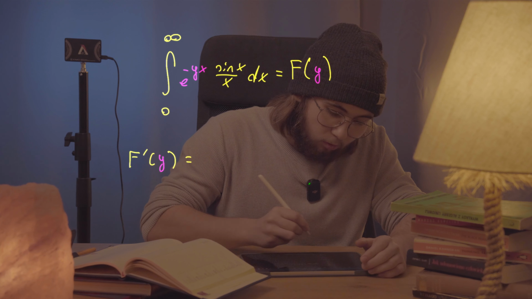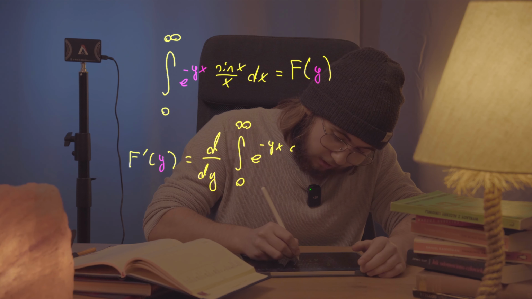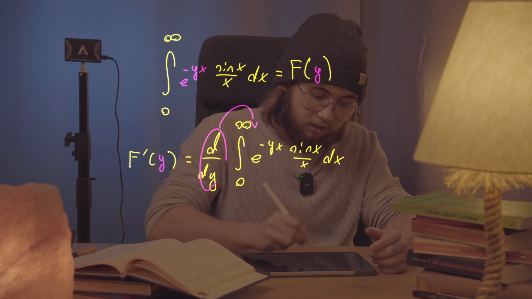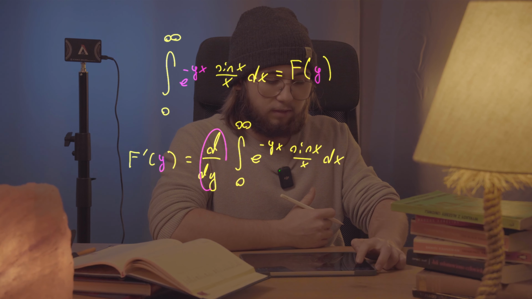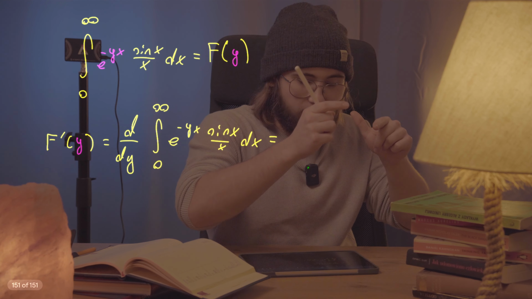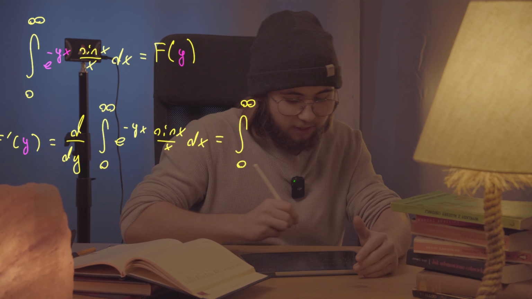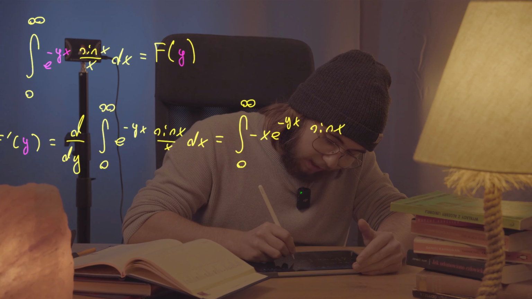This is equal to the derivative with respect to y of this integral of e to the negative yx sine of x over x dx. I can take this d over dy and slip it under the integral sign, as a partial derivative, but since the partial derivative sign looks awful, I'm going to skip that part and calculate this derivative straightforwardly. We get the integral from 0 to infinity of negative x e to the negative yx sine of x all over x dx.